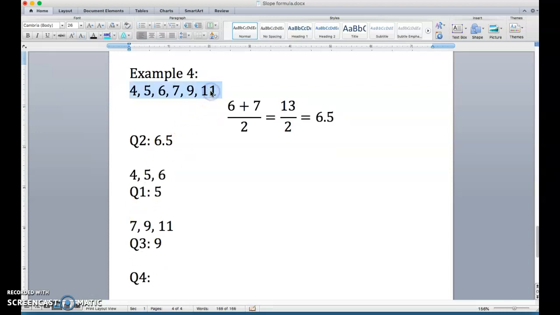And then quartile 4 is going to be the maximum. That's easy. The maximum of this original list is 11. So quartile 4 is 11.